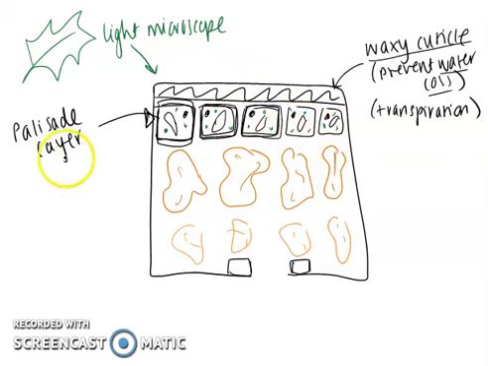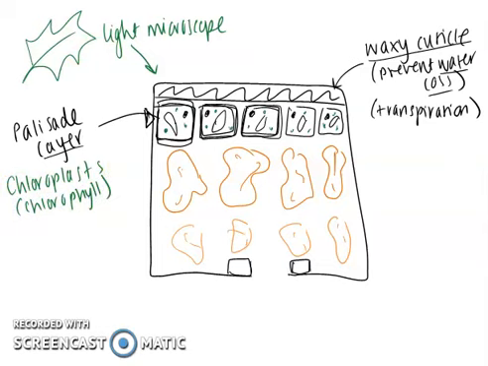The reason this palisade layer is really important is because it contains lots of chloroplasts, which contain the green chemical chlorophyll. And it's this green chemical that absorbs the sunlight from the sun. So that's why you have the palisade layer at the very top of the leaf, so all that sunlight energy can go and be absorbed by the chlorophyll in the chloroplasts.